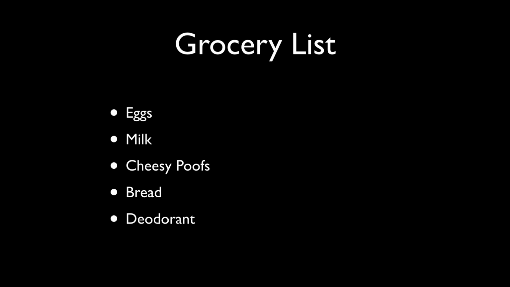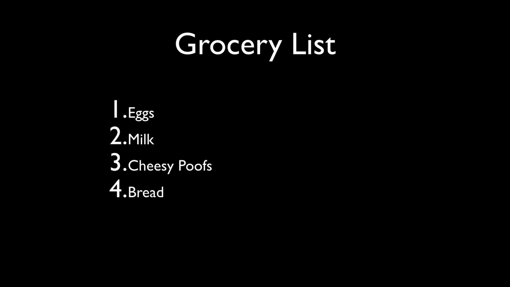So the way I like to explain arrays is a grocery list. If I'm going to make a grocery list, I'm going to go to the store and buy eggs. I'm going to buy some milk. I'm going to buy some cheesy poofs, maybe some bread. Heaven help me, I need some deodorant. So these are the things I'm going to get at the store. And it's a list. And so we've all seen lists before.